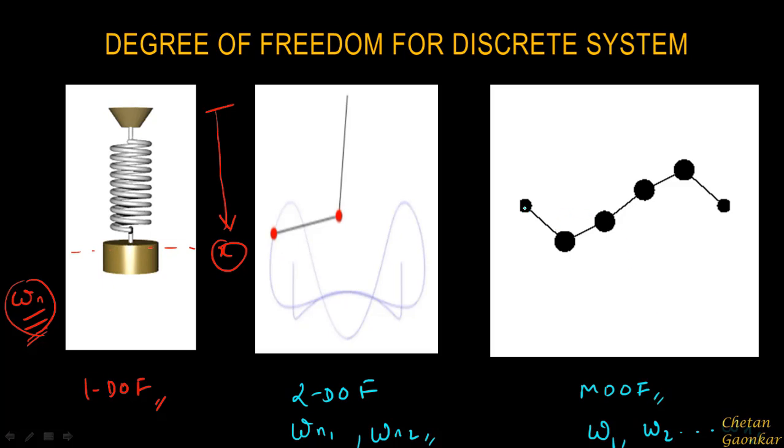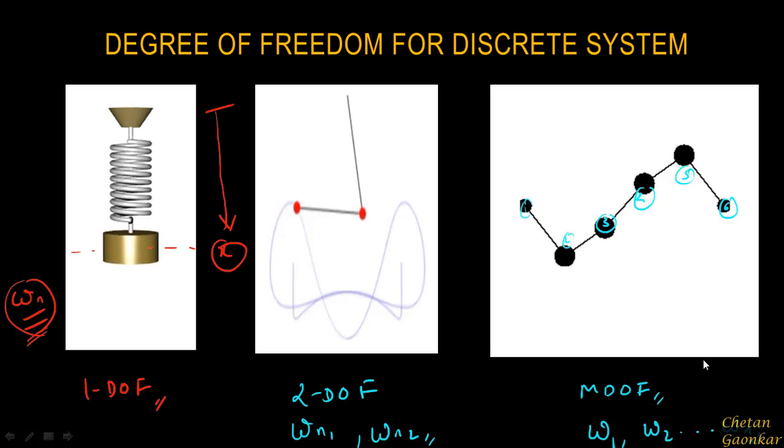Right, in this case we have first mass, second mass, third mass, fourth, and then we have fifth mass and sixth mass. So ideally speaking, this discrete system should have 6 natural frequencies. And this is very easy to understand.